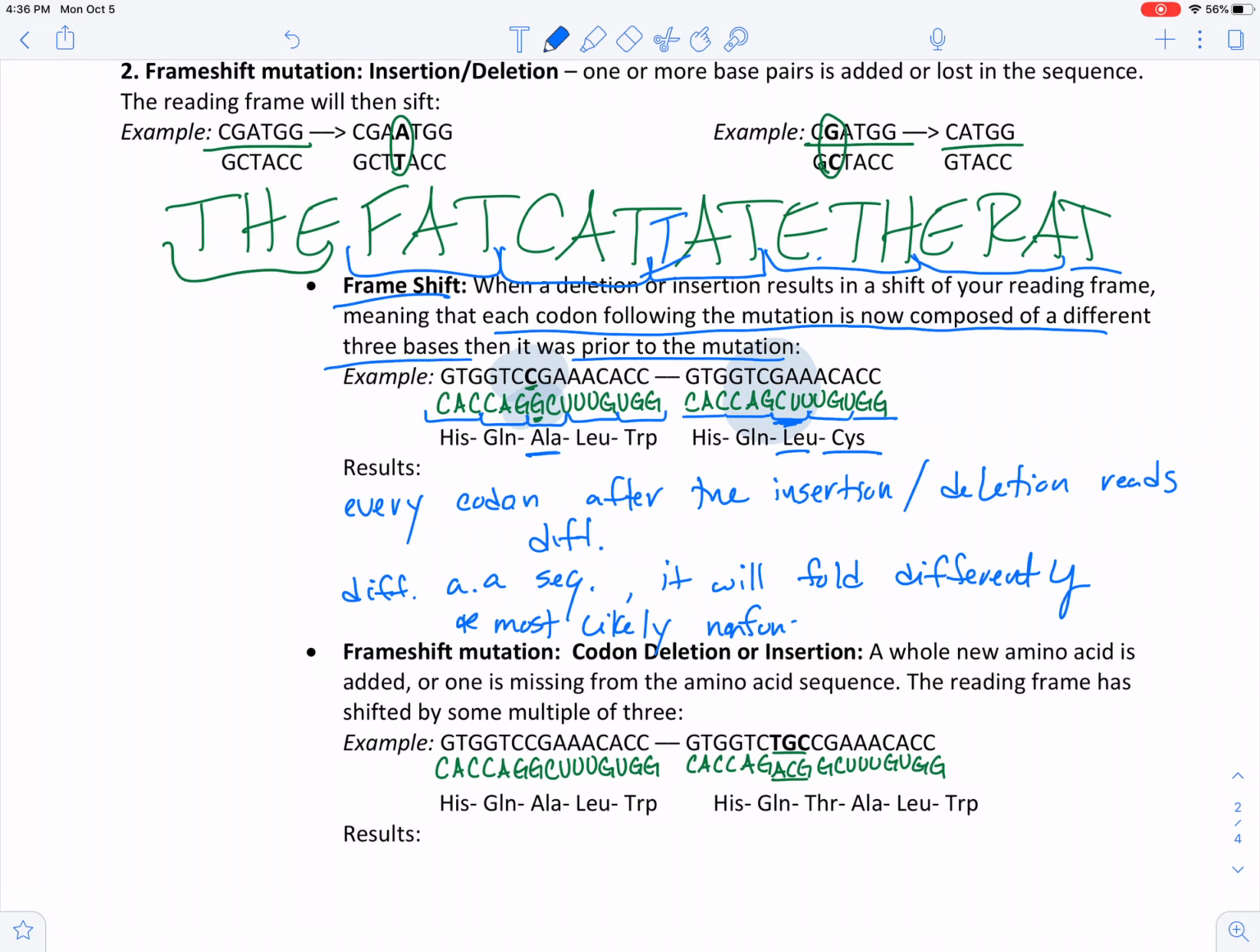There is always a chance that it still functions, right? And there's a chance that maybe it has a brand new function, but the most likely scenario is that you make a non-functional protein.